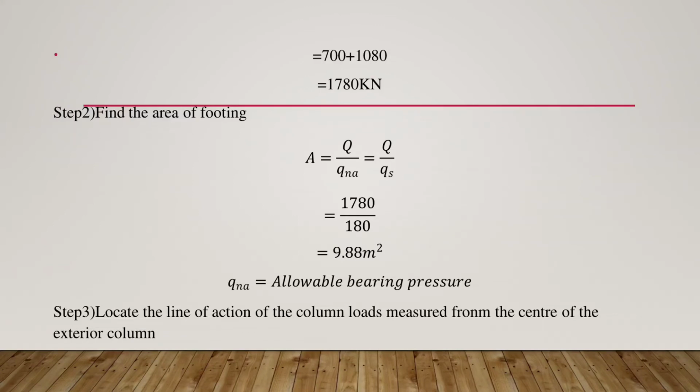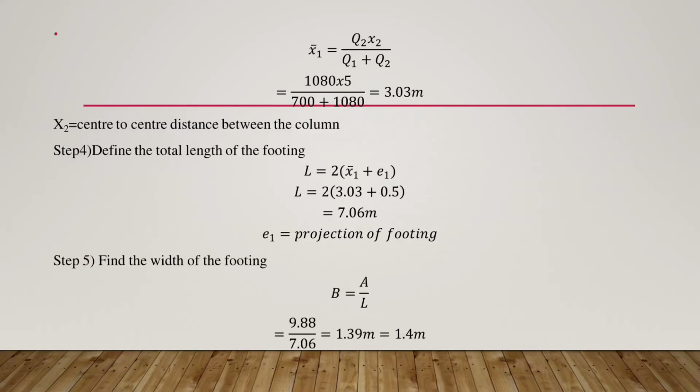Next step is to locate the line of action of the column load. That is x1 bar equal to q2 x2 divided by q1 plus q2, where q1 is load at the first column and q2 is load in the second column. By substituting the values, we get x1 bar equal to 3.03 meter. Next step is to find the total length of the footing. L equal to 2 into x1 bar plus e1, so L equal to 2 into (3.03 plus 0.5). Therefore L equal to 7.06 meter.